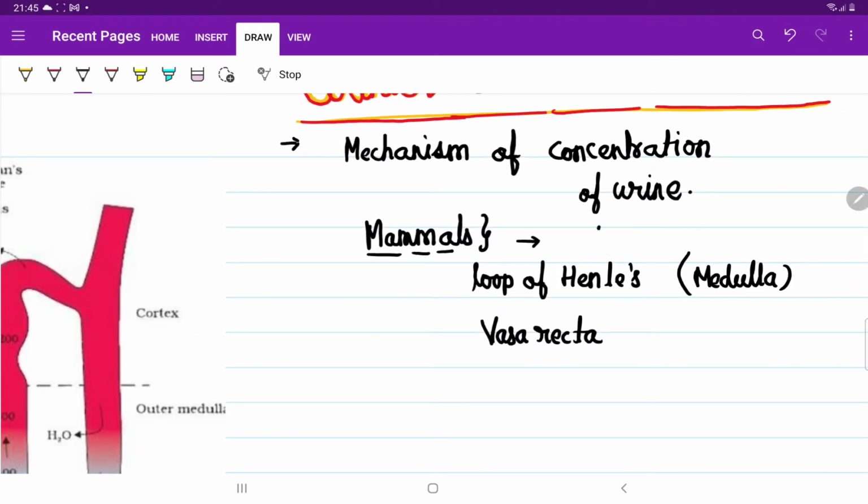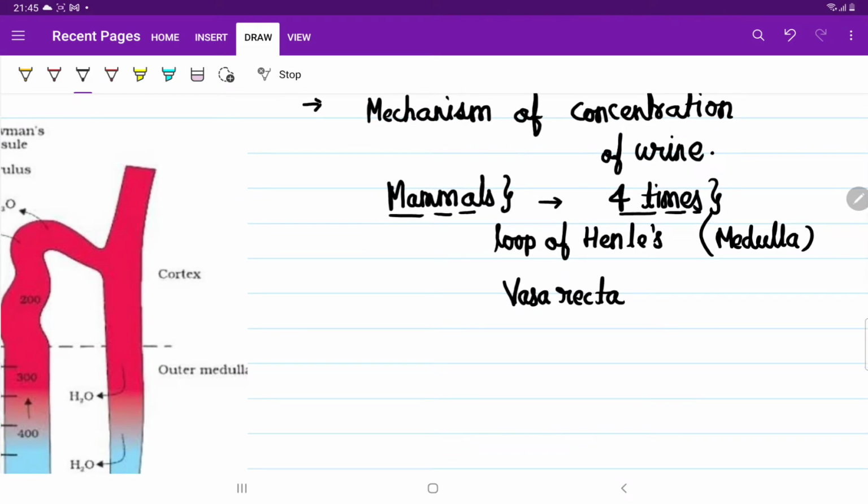And mammals can concentrate their urine even 4 times. Yes, we can concentrate our urine 4 times. So imagine a situation where we removed our loop of Henle. If our loop of Henle were removed, then our urine would be highly diluted.